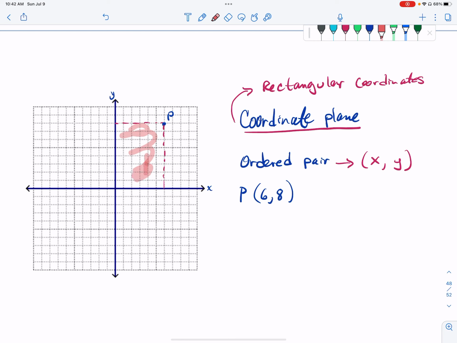Now, this is not the only kind of coordinate system, but at this point in your education, it's the only kind that you've seen. In honors geometry, at some point, we'll look at least one more kind of coordinate system that mathematicians use to locate points. But for right now, that's what we're dealing with. Okay, so we've talked about plotting points. It's fairly easy to do.